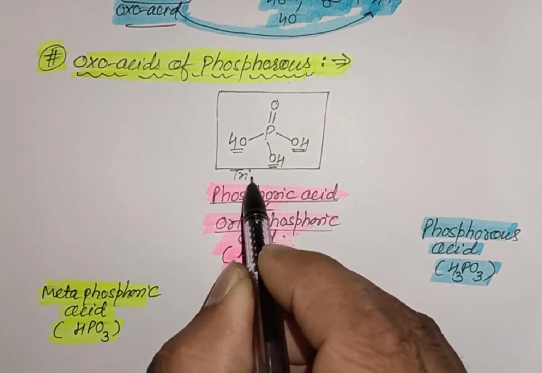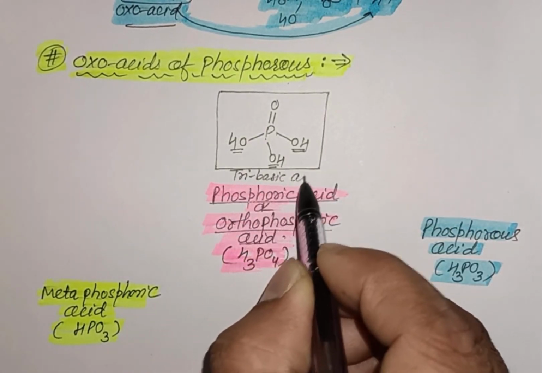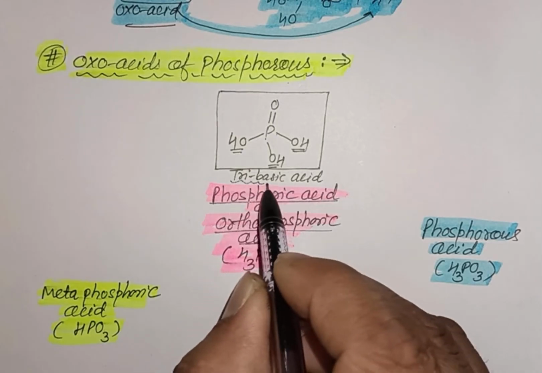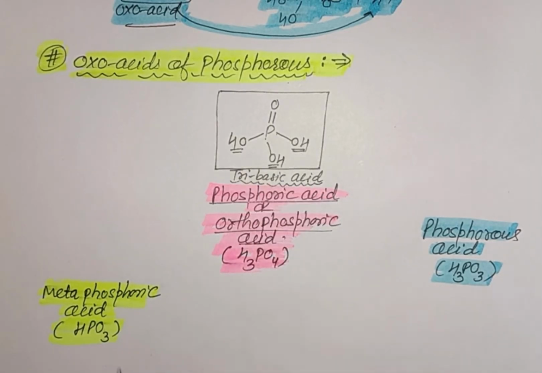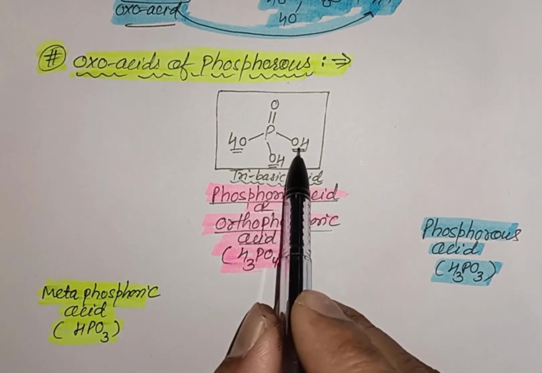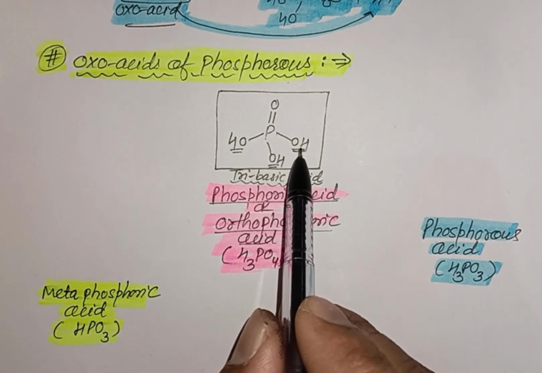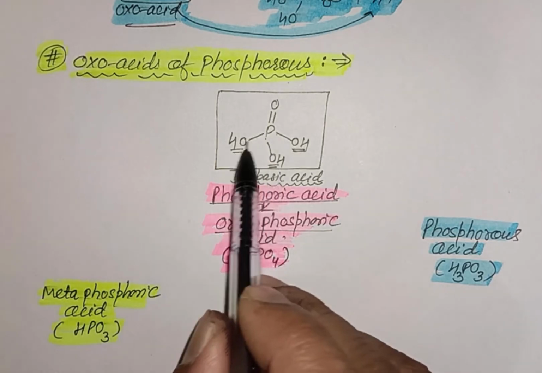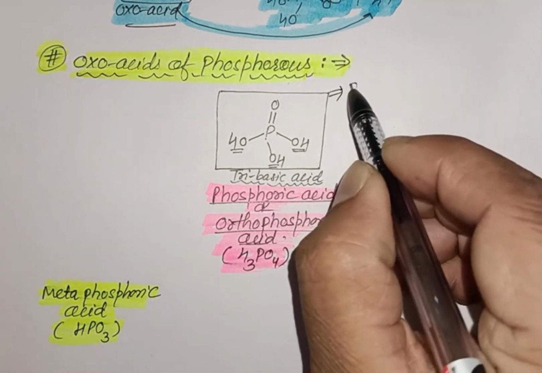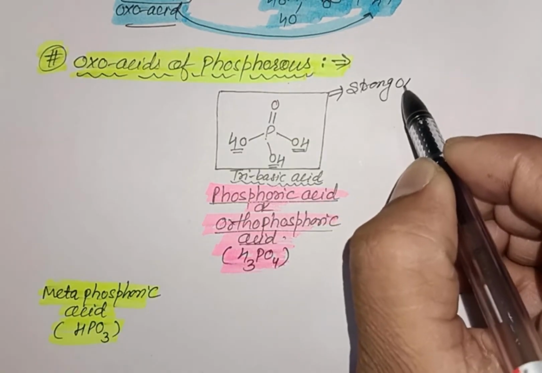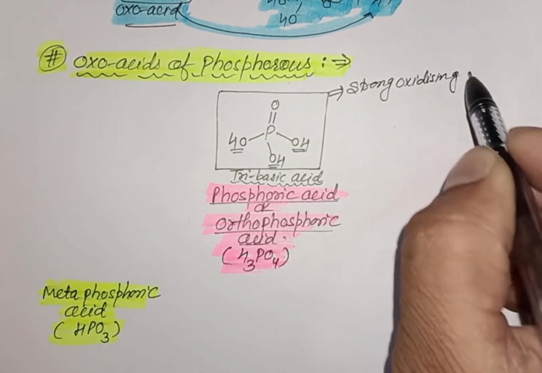It is our tribasic acid because it can neutralize 3 molecules of the base by releasing 3 H positive ions. The OH bond also represents the oxidizing character of the acid. So here there are 3 POH bonds, so it is strongly oxidizing in nature. It is our strong oxidizing acid.